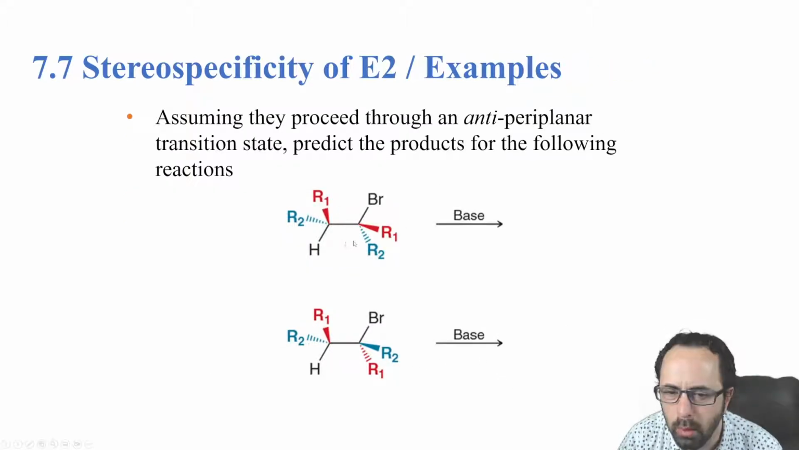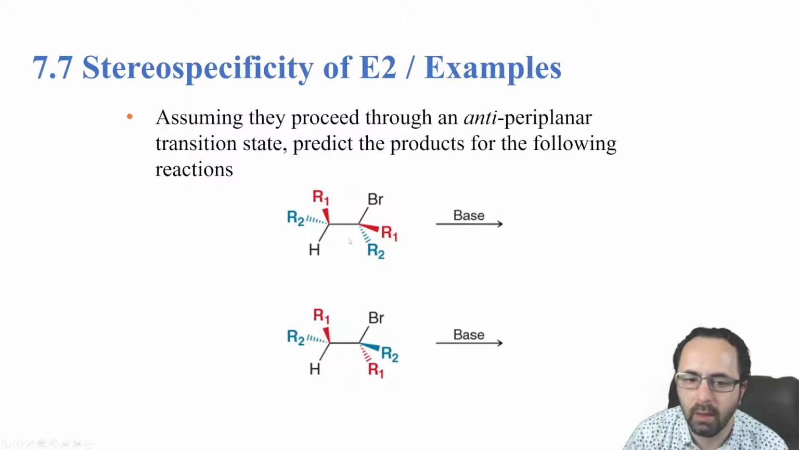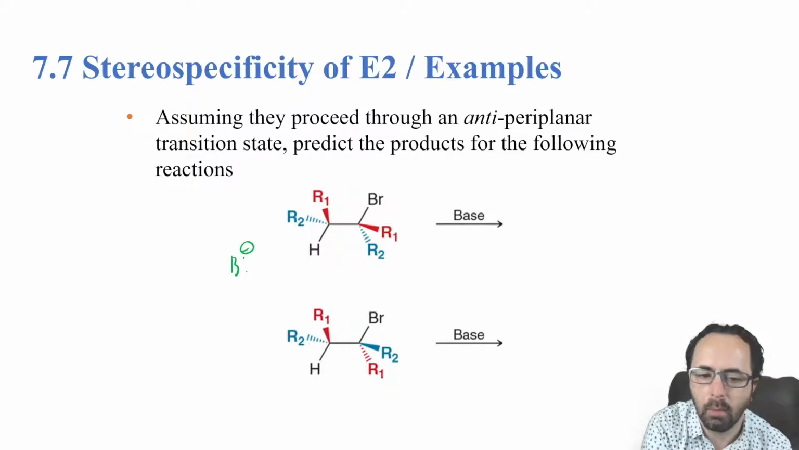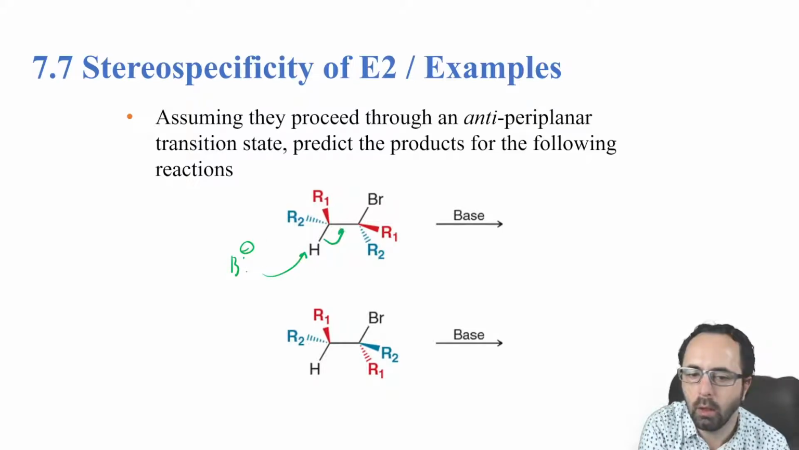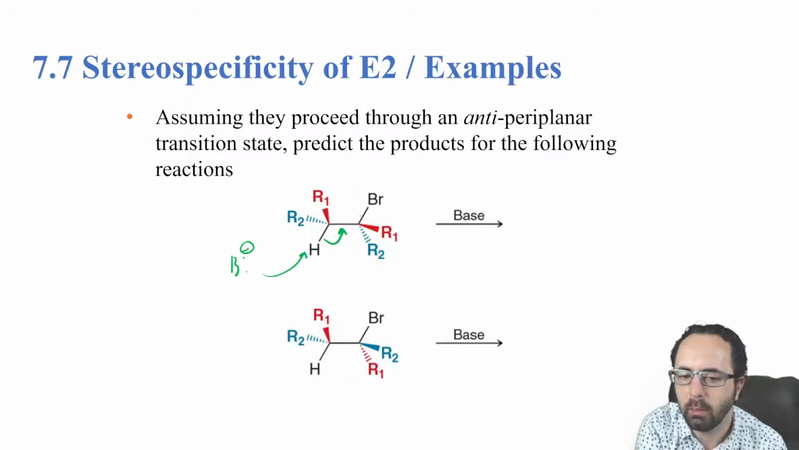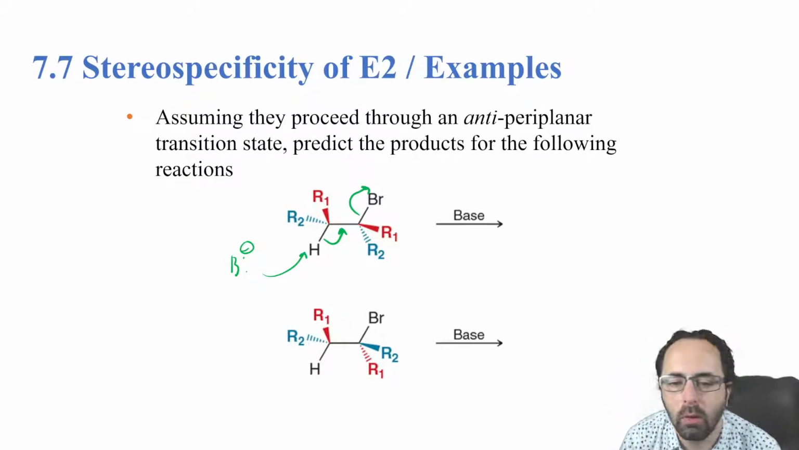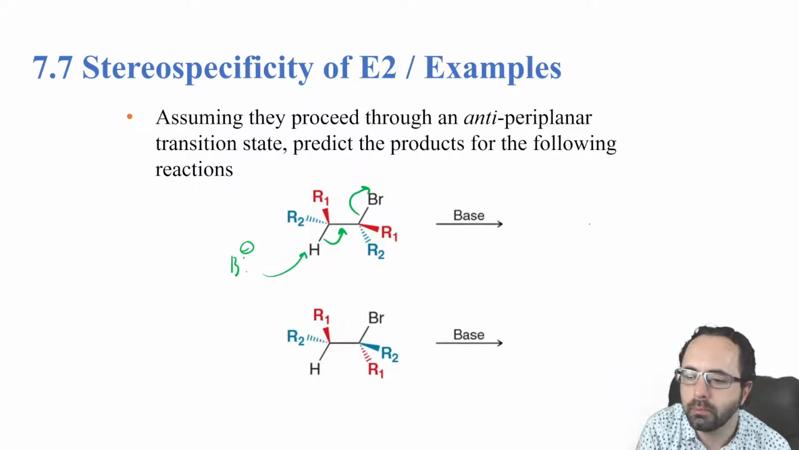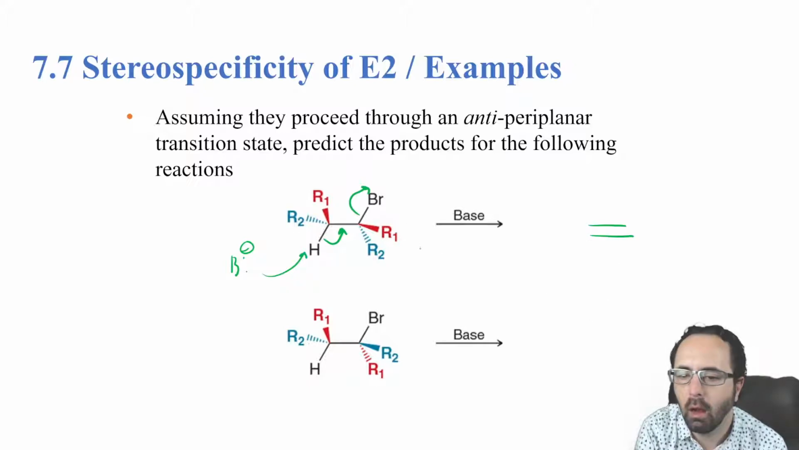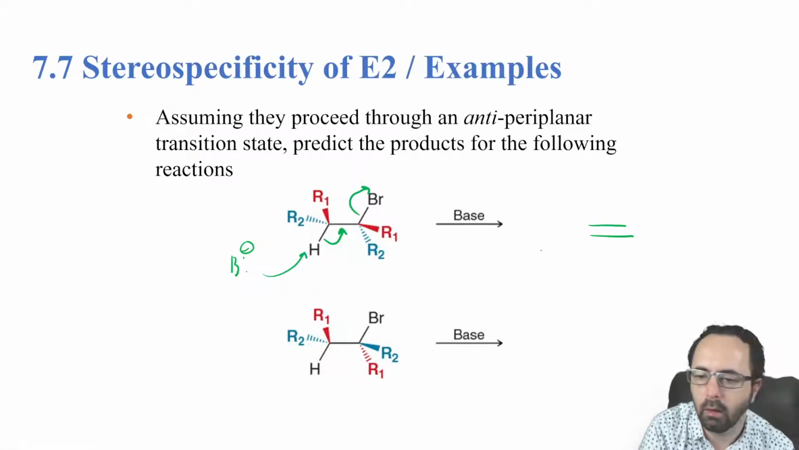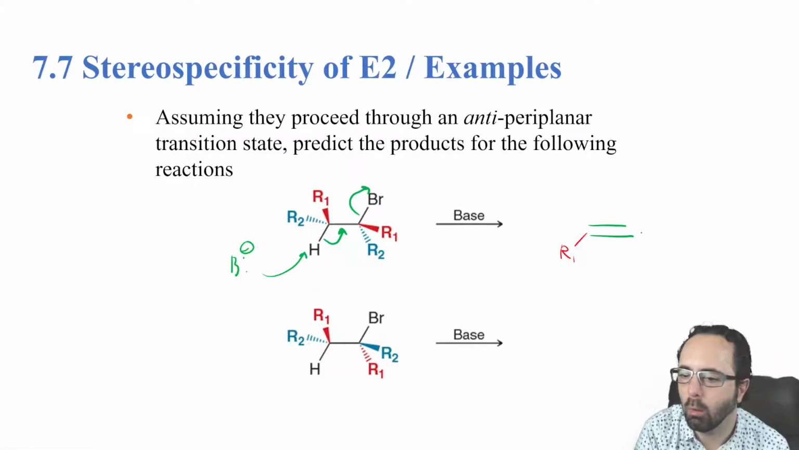So let's think about what the products will be here when this occurs. Remember that we said that whatever's on this whole thing is going to flatten out, right? So when we have a base here, the base is going to come and take the proton. The proton's going to leave the electrons behind, which will become the electrons for the double bond, and the leaving group will leave. So when we get the product here, the red ones are going to be on the same side. So we'll have here R1, R1.